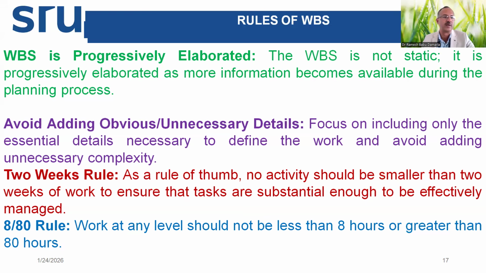And the 2 weeks rule. This may not be applicable for all projects. As a thumb rule, no activity should be smaller than 2 weeks of work content. Otherwise, there is no purpose in creating a separate team for it and deploying resources for it. If something is smaller than a few hours of work, it can be added to the nearest sub-assembly. So it ensures that the tasks are substantial enough to be effectively managed. If something is substantial enough, then you allocate it as a separate element.